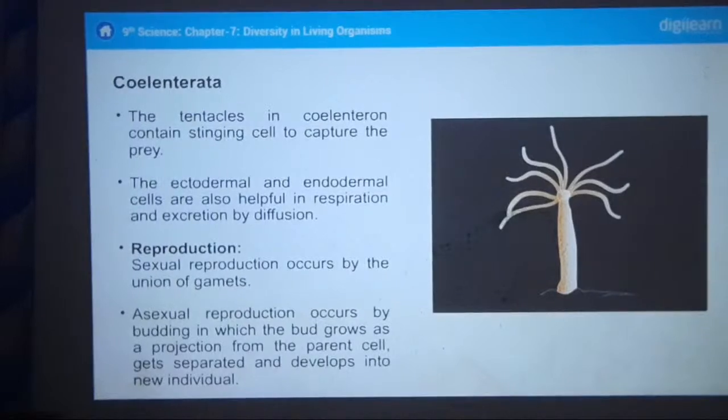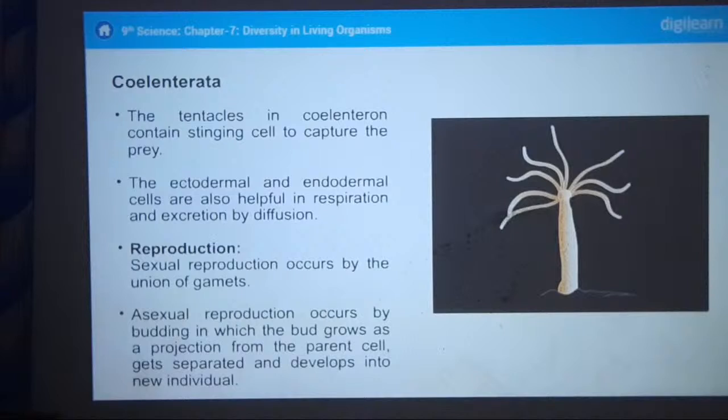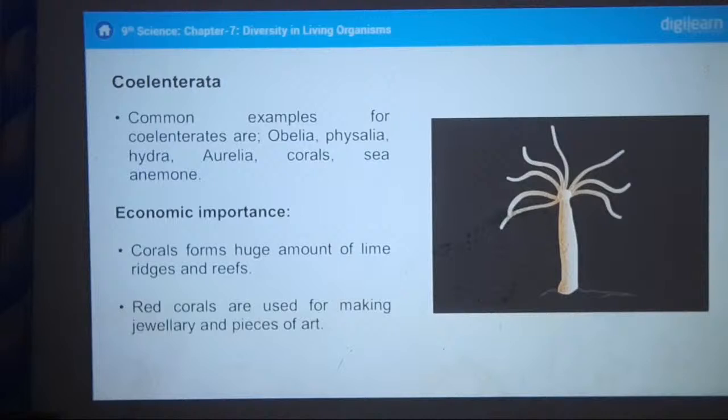Reproduction. Cnidaria reproduce both by sexual and asexual methods. Common examples for cnidarians are Obelia, Physalia, Hydra, Aurelia, and coral, a sea animal. Uses. Corals form colonies and deposit a huge amount of lime in the form of ridges and reefs. Red corals are used for making jewelry and other pieces of art.